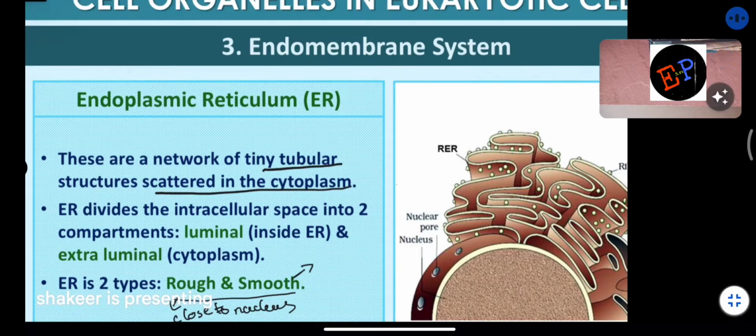Endoplasmic reticulum divides the intracellular space into two compartments: luminal and extraluminal. What is meant by luminal? The region containing the nucleus, rough endoplasmic reticulum and smooth endoplasmic reticulum is called the luminal region or inside ER region. The total remaining region is called the cytoplasmic region or extraluminal region. Are you able to understand?